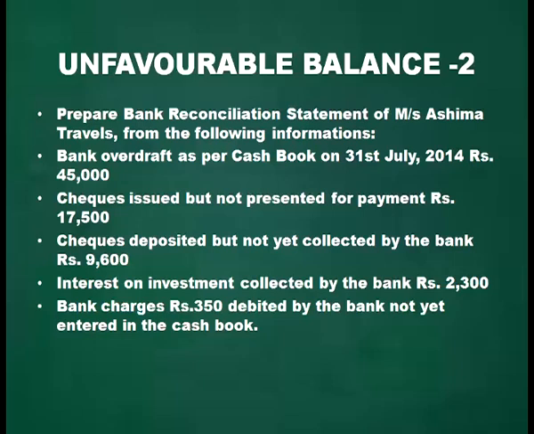One more question for unfavorable balance. Prepare bank reconciliation statement of Messrs. Ashima Travels from the following information. Bank overdraft as per cash book on 31st July 2014 rupees 45,000. Check issued but not presented for payment rupees 17,500. Check deposited but not yet collected by the bank 9,600. Interest on investment collected by the bank 2,300. Bank charges debited by the bank not yet entered in the cash book 350.